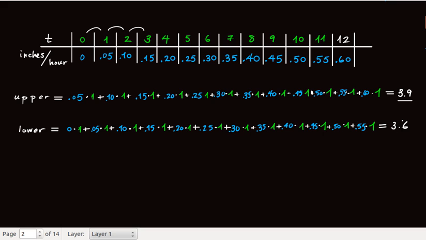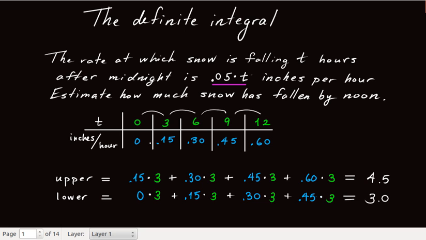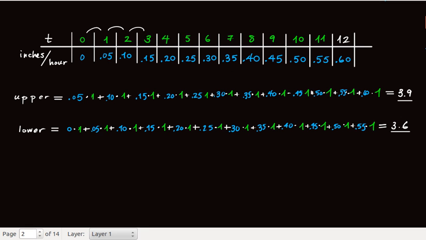It's a little smaller, but it's closer to the truth because we have as a lower estimate 3.6. So the truth actually lies between 3.9 and 3.6, whereas before, when we used 4 intervals, the truth lied between 3.0 and 4.5, which is much bigger. It's a difference of 1.5. Here, the difference is only 0.3. Gives us a much better idea.